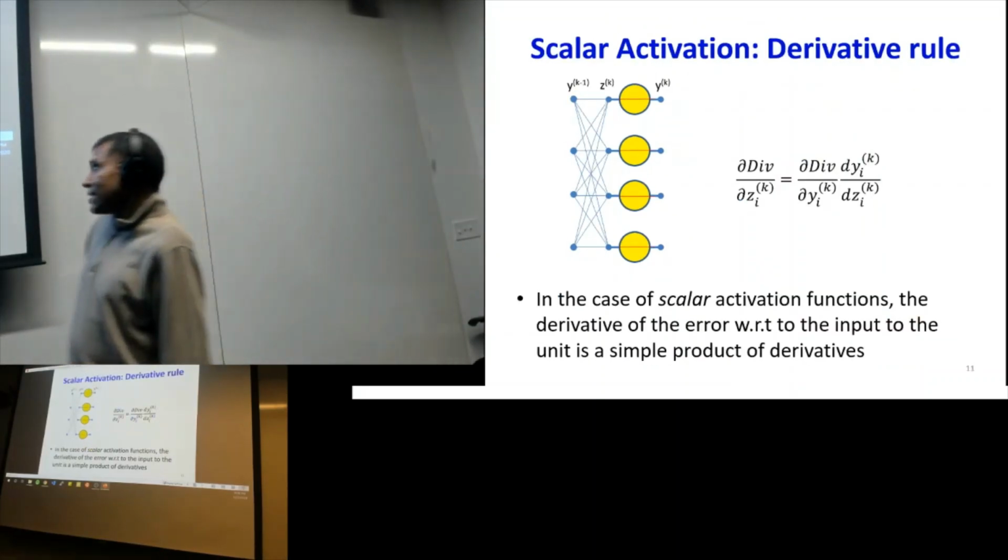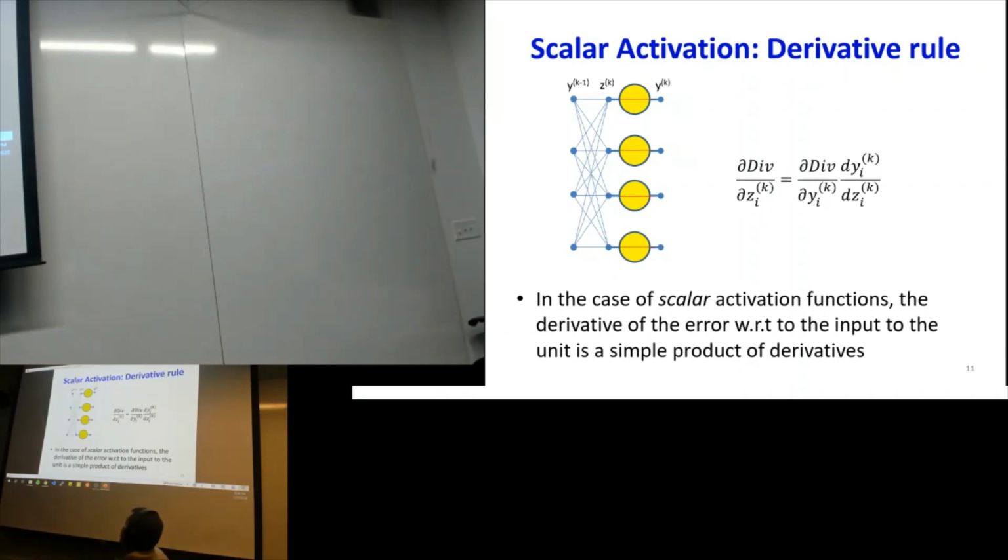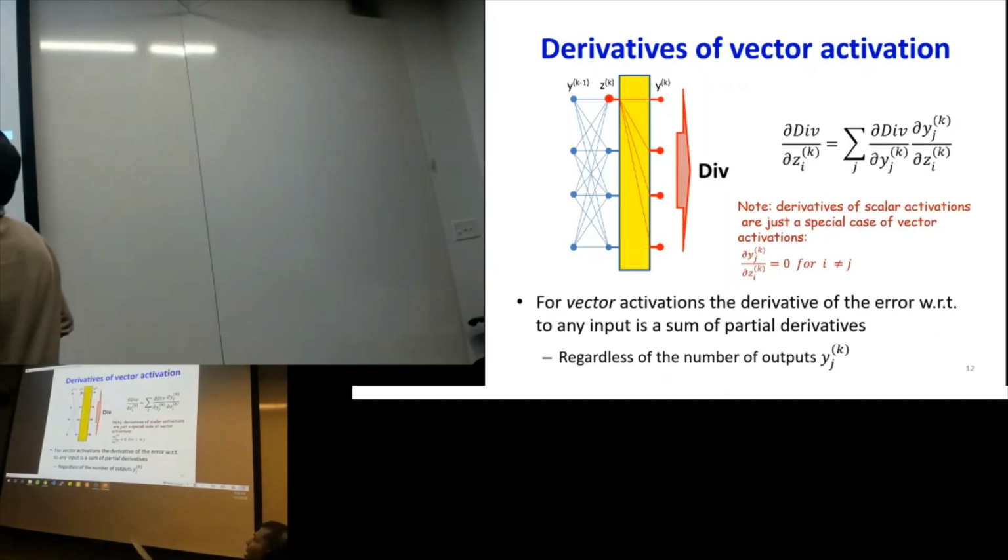When you have a scalar activation, the derivative rule is very simple. If I want to compute the derivative of the divergence with respect to any z, I just need to compute the derivative of the divergence with respect to the y and multiply that by the derivative of y with respect to the z. So this is just using the chain rule. So the derivative of the divergence with respect to z is the derivative of divergence with respect to y times the derivative of y with respect to z.